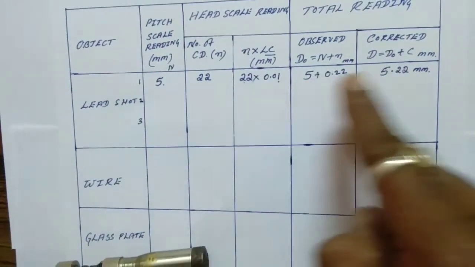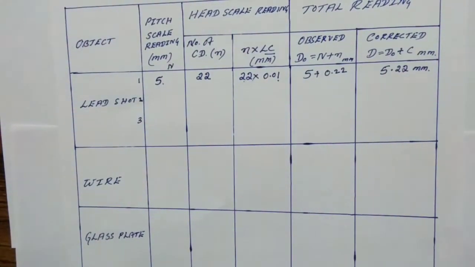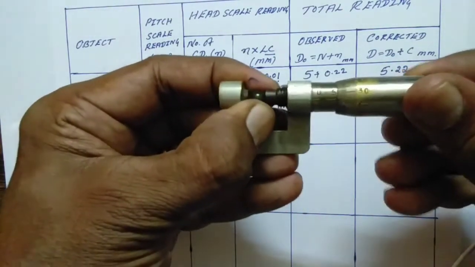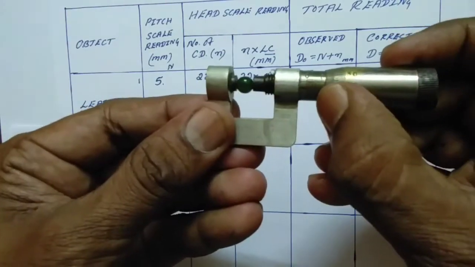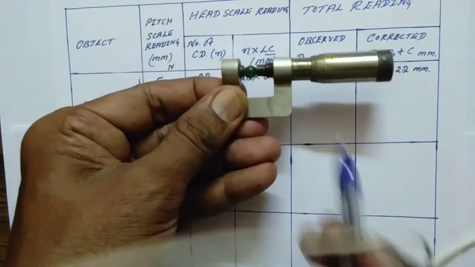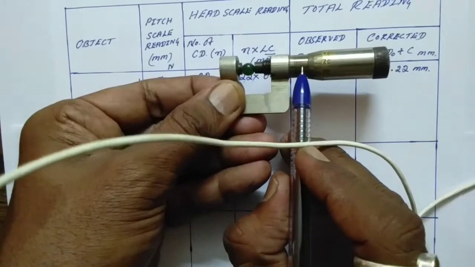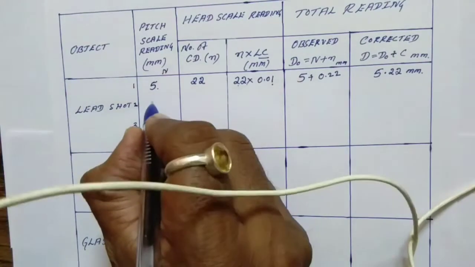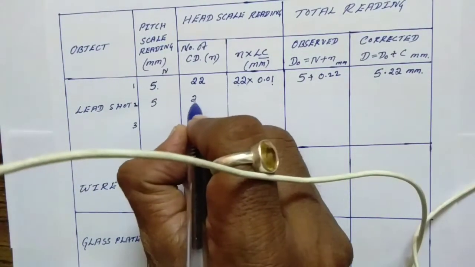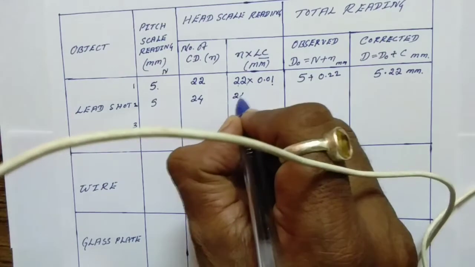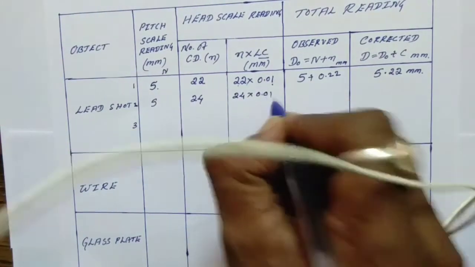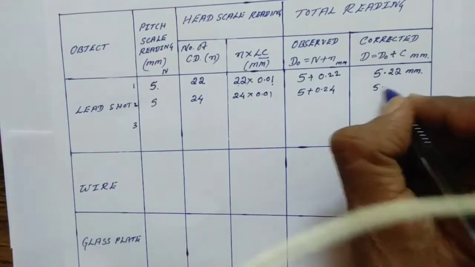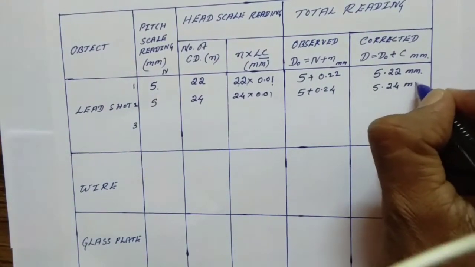This is how you can calculate. Then once again you just go through it. Once again turn this one, I am turning this one and then measuring. Now it is 5. Of course the pitch scale reading never changes. Now it is 24 you will get. So calculate this one, 24 into 0.01, therefore 5 plus 0.24, that is equal to 5.24 millimeter.